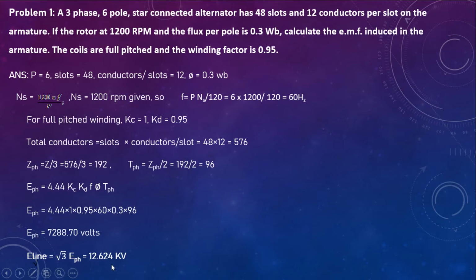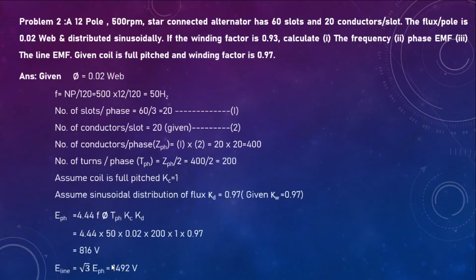Then you have to find out the line voltage. If it asks you to find the line voltage, root 3 into E phase, we will get 12.624 kilovolts. Problem number 2.